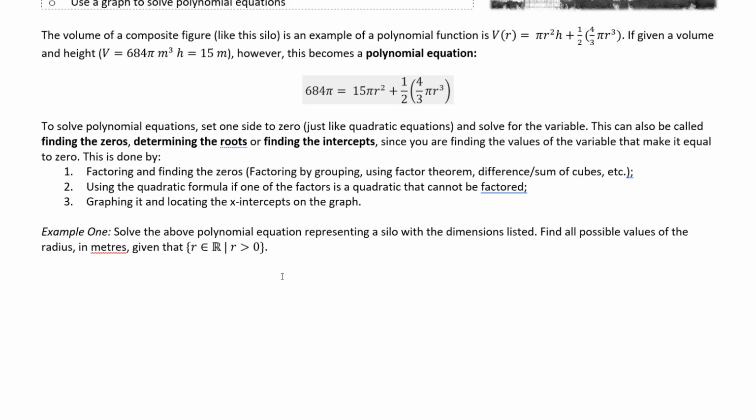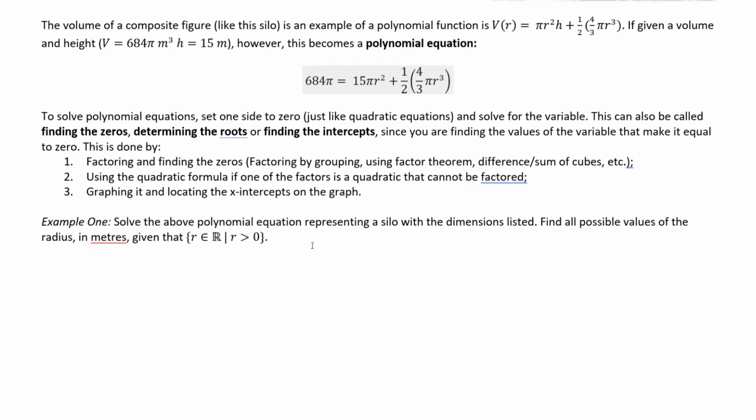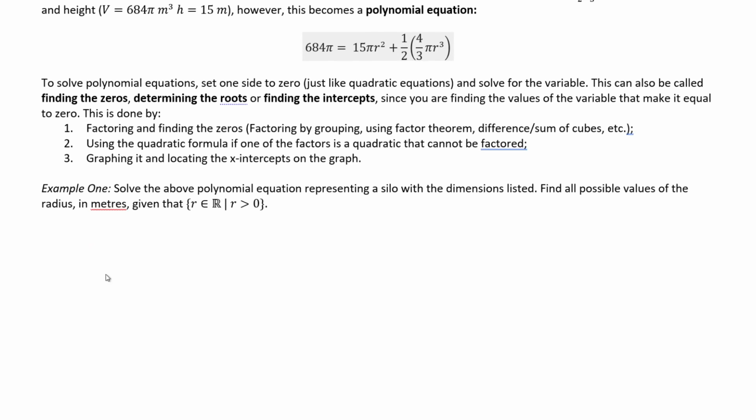So solve the above polynomial equation representing a silo with the dimensions listed. Find all the possible values of radius in meters, given that radius has to be an element of real numbers such that the radius cannot be equal to zero, but is in fact a positive number. All right, so the first thing we're going to do is restate our polynomial equation here. I'm going to write it up here. It is 684 times pi is equal to 15 pi r squared plus 1/2 times 4 over 3 pi r cubed.